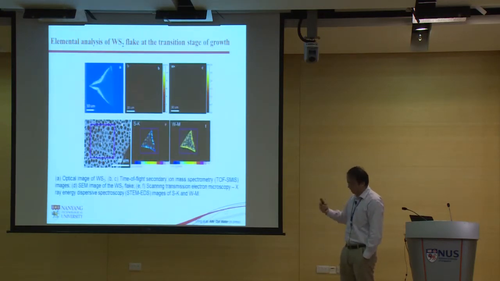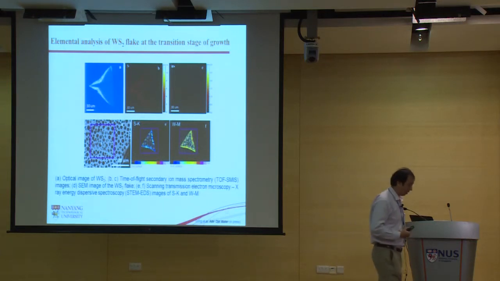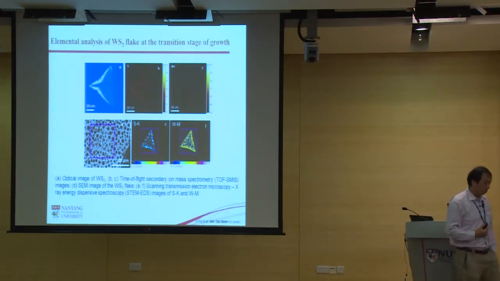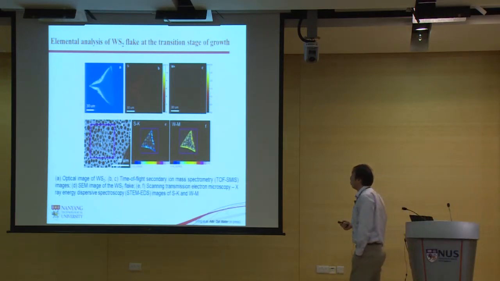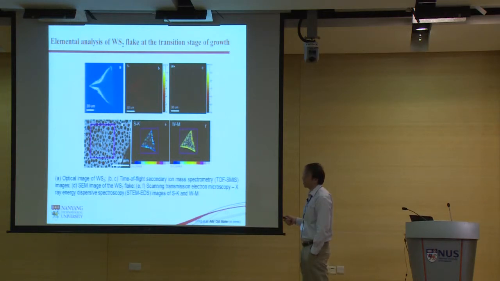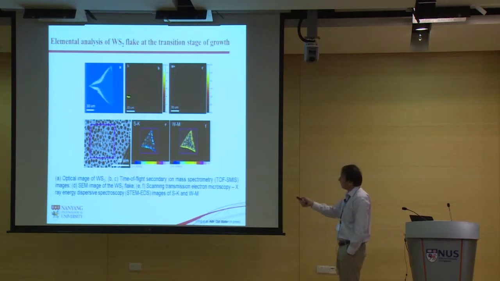Okay, and to identify the elements of the single layer triangles, we use the TOF-SIMS, together with the EDX, and it's clear we do have the tungsten and sulfur. In this thin region, it's a monolayer region, the ratio is 1:2, and the thick one is different. We believe this is kind of a transition state or intermediate state of the growth. So here we have the compounds which consist of tungsten, oxide, and sulfur.